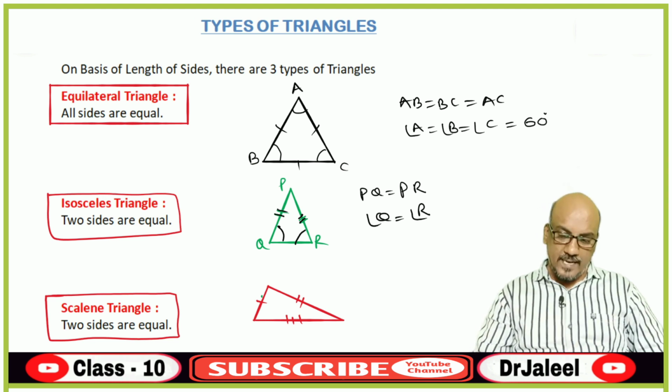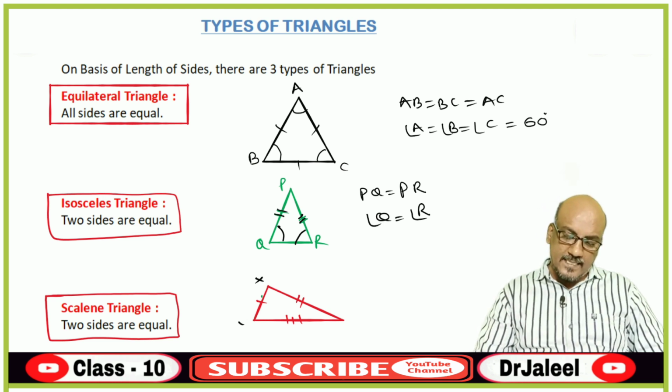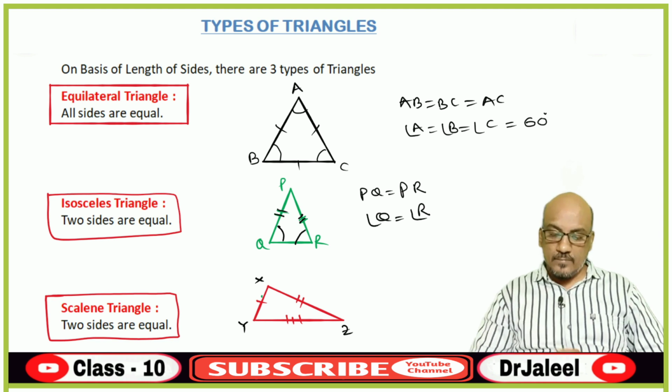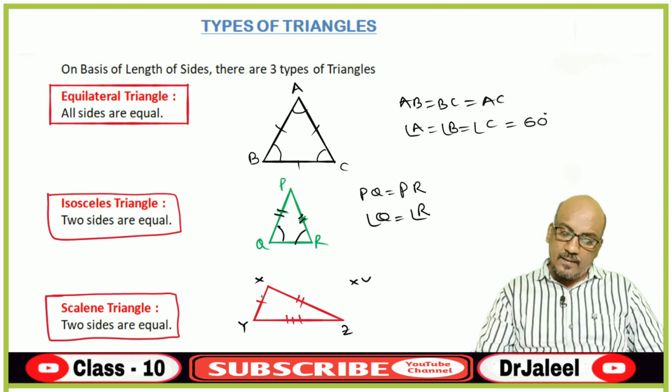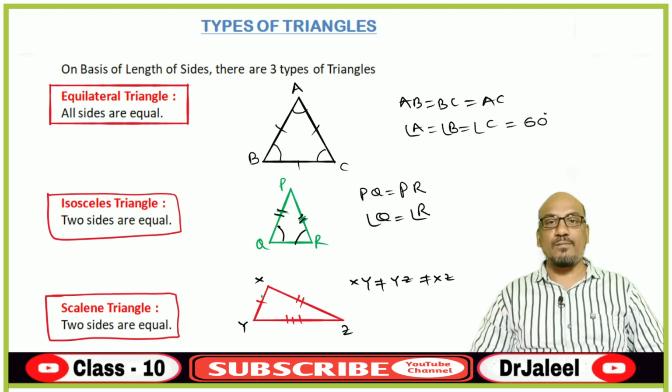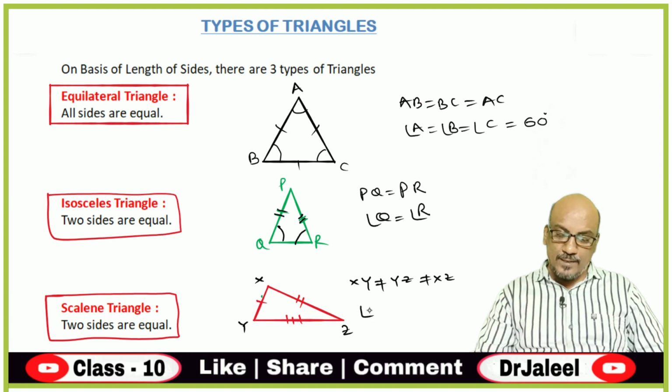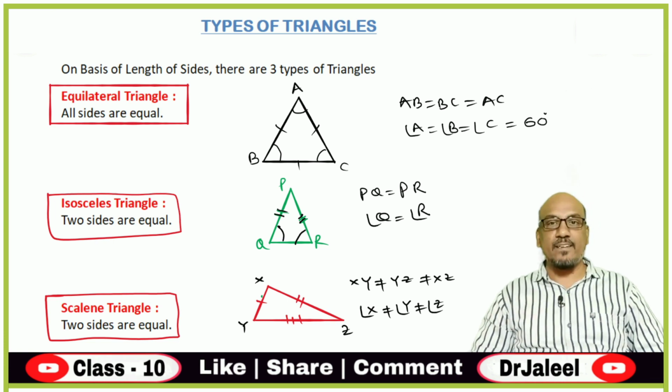Let's get into third triangle. I am taking it as X, Y, Z are the vertices. Here XY is not equal to YZ, is not equal to XZ. No side is equal. Therefore, angles will also be not equal. Angle X is not equal to angle Y is not equal to angle Z.